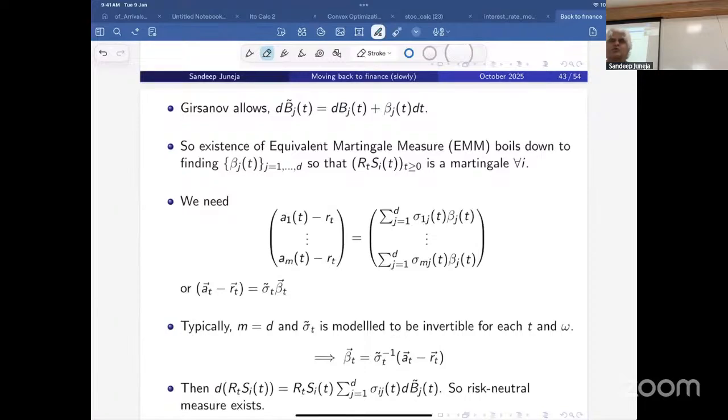Here, I'll argue quickly that if indeed these equations don't have a solution for all omega and for all t, they don't have a solution. That means for some omega and some t, they don't have a solution. Then you have arbitrage. So no arbitrage implies this needs to have a solution. And in this case, what that means is for the solution to exist, you need your sigma t to be invertible. So then you can solve your beta tilde t right here. So that gives you a change of measure.